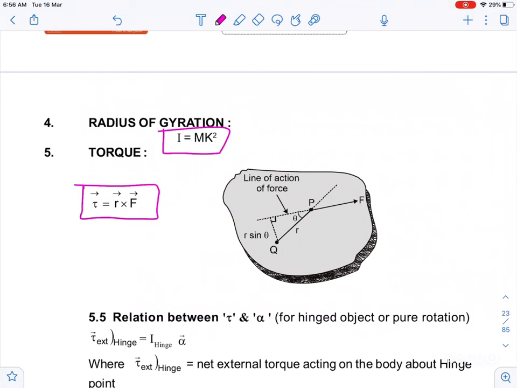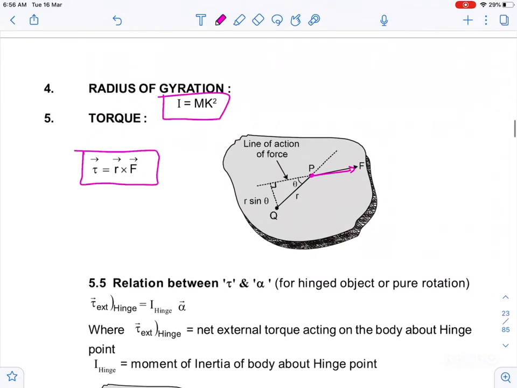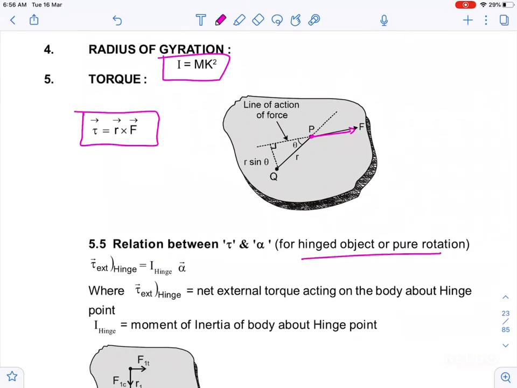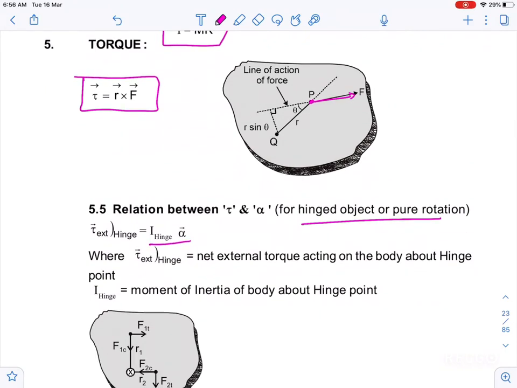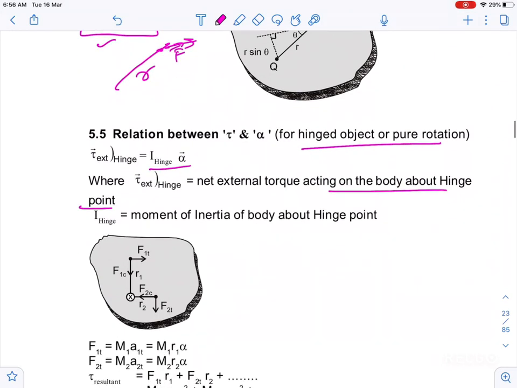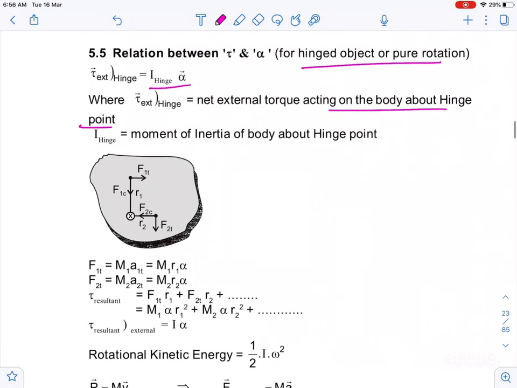Moment of inertia can be written as I equal to M k square. Torque is r cross F. This is valid for a point object. And if I am talking about a body, torque is equal to I alpha, if the body is rotating about any axis or hinge. So the torque of a body about any hinge point is this, and this is for a point object. Torque is equal to r cross F, where r is taken from the origin or generally from any reference.